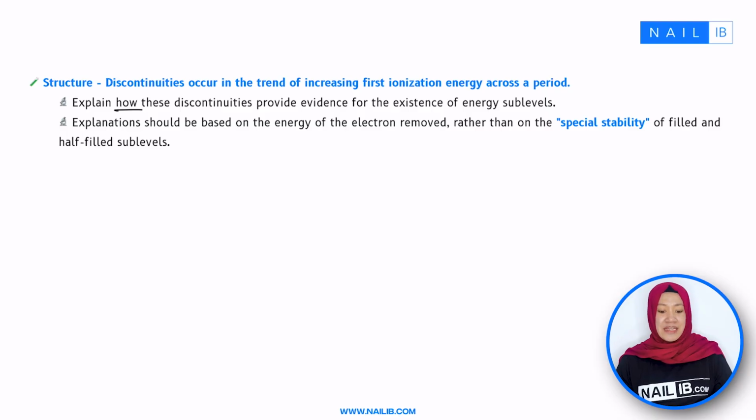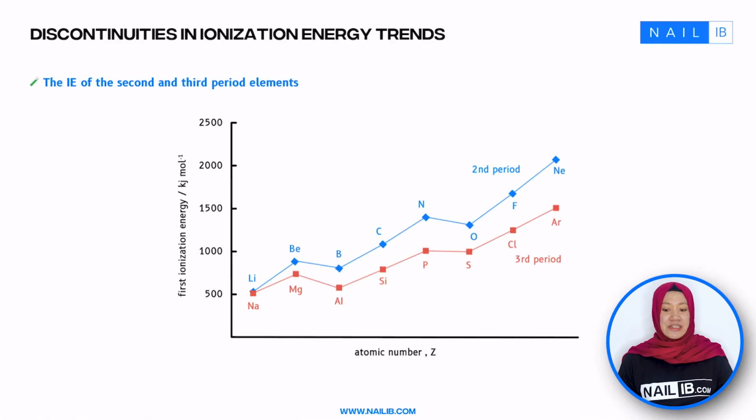sublevels, where the explanation should be based on the energy of the electron removed rather than on the spatial stability of full and half-full sublevels. Right, discontinuities in ionization energy trends. Ionization energy, we had discussed this in the standard level. Let me just remind you, or let us recall this concept.